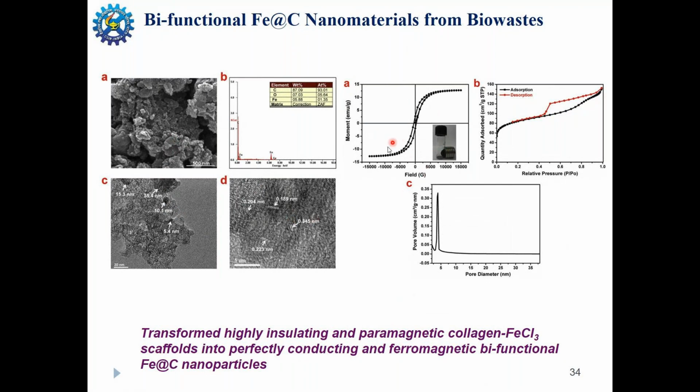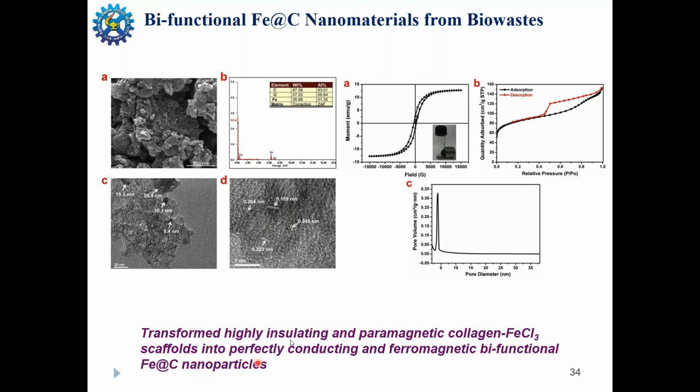And we see that the iron chloride is converted from a paramagnetic into a ferromagnetic material at higher temperature, and that leads to a good magnetic moment of up to 14 emu per gram. It's a very good magnetic moment, and this primarily helps to convert the insulating and paramagnetic collagen iron chloride scaffolds into perfectly conducting and ferromagnetic bifunctional iron carbon nanoparticles.